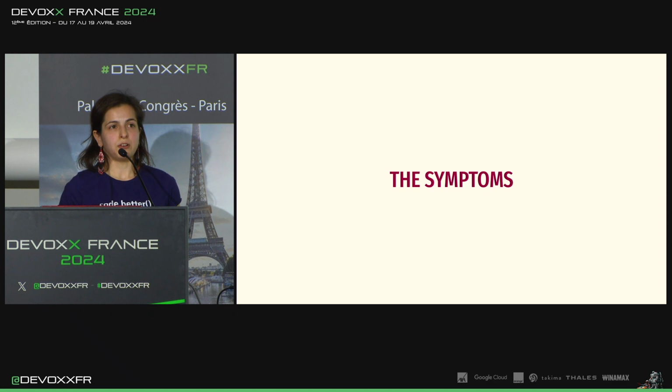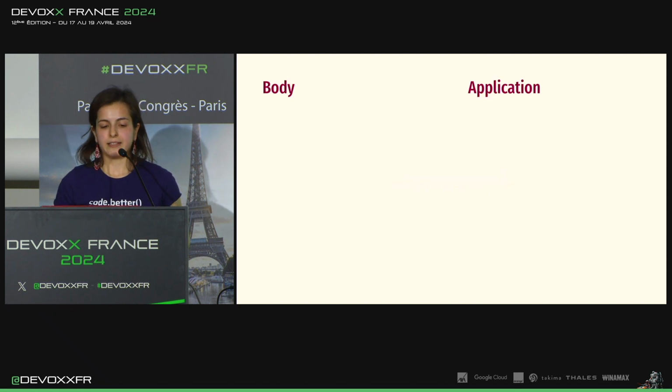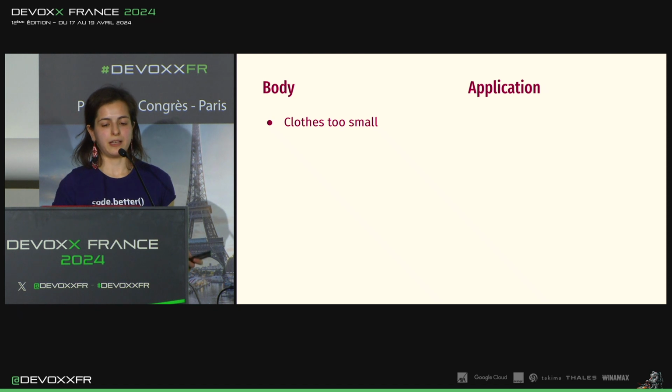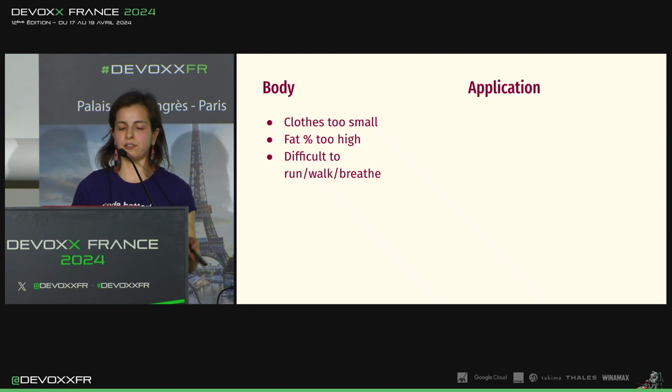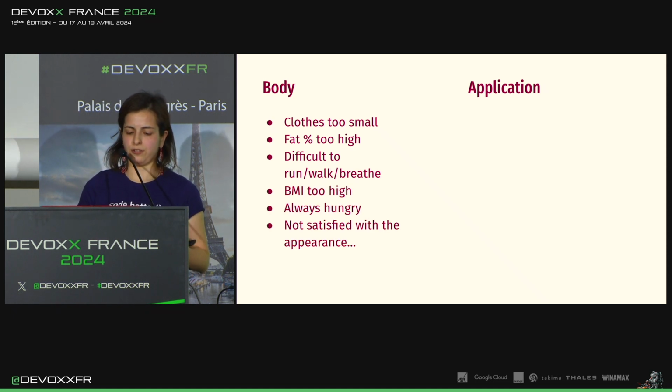And how can we know? There are some symptoms that can help you understand there could be some problem with your memory. The same as with your body. For example, you see that your clothes became too small, your fat percentage became too high, it's difficult for you to run, walk, breathe, your BMI is too high, and so on and so on.